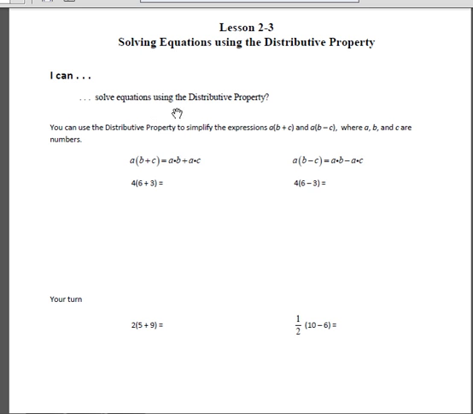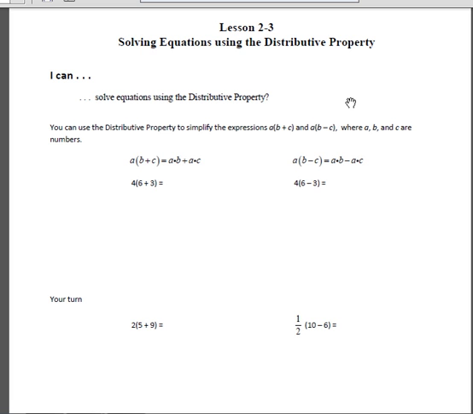Our target is I can solve equations using the distributive property. So you can use the distributive property to simplify an expression. And primarily, with these kinds of problems, we have parentheses and a number in front of it. To do the distributive property, basically you're going to do the multiplication. And you can see some examples below. So we're going to first walk through the distributive property, then we're going to do some solving equations.